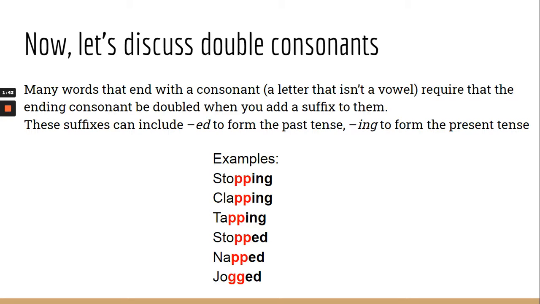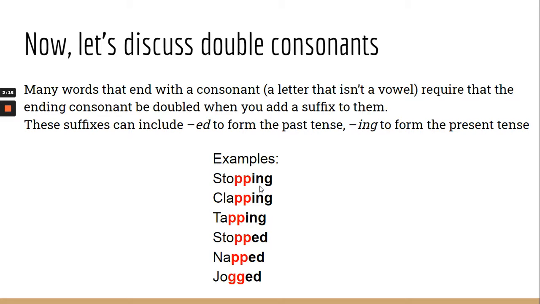Okay, so we're going to still think about those same root words, but we are adding ing, but there's a reason why we have to double the consonant. So many words that end with a consonant, and those are the letters that aren't vowels, require that the ending consonant is doubled when you add a suffix to them. So a suffix is our endings, like our ed and ing. These suffixes can include ed to form the past tense and ing to form the present tense. And we have some examples right down here.